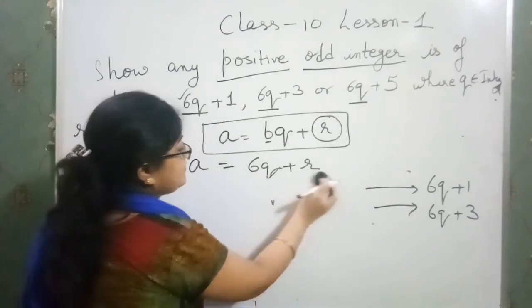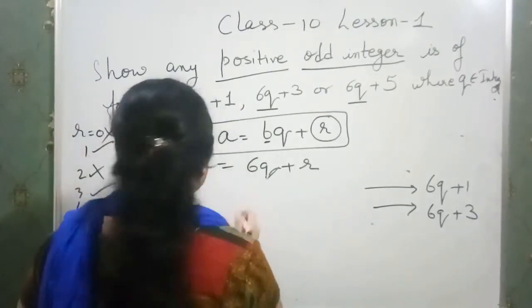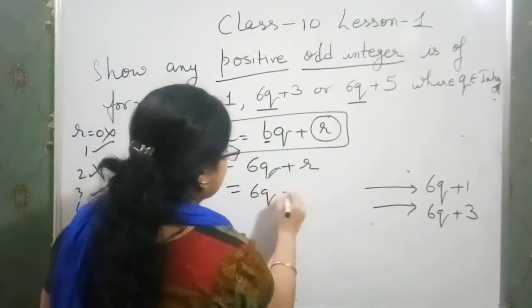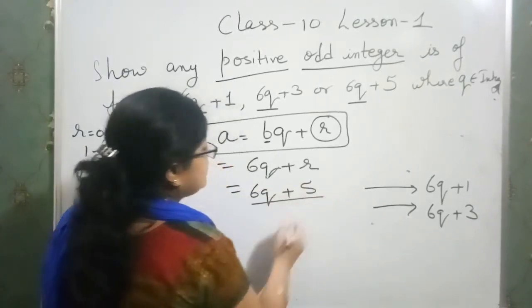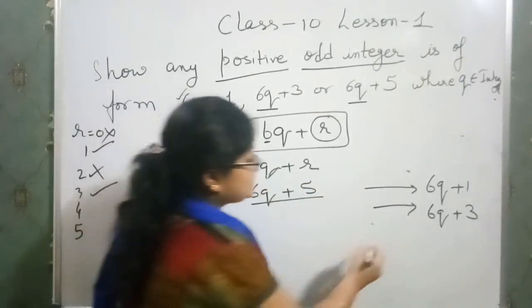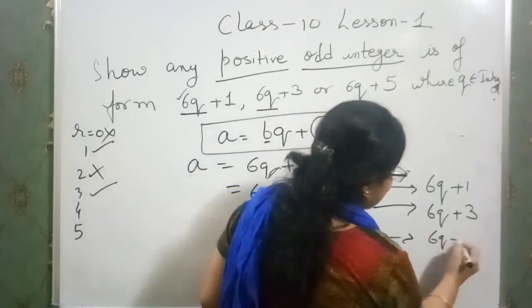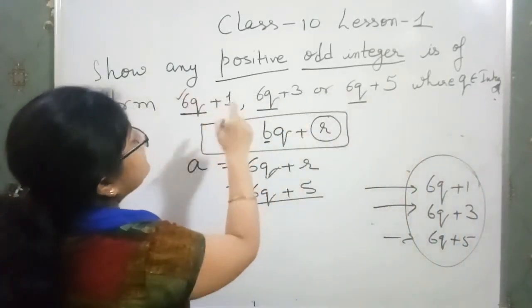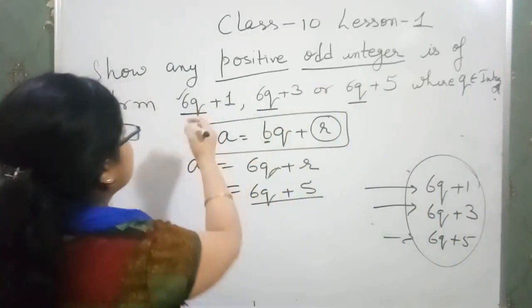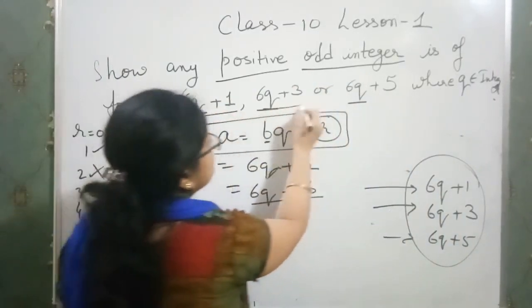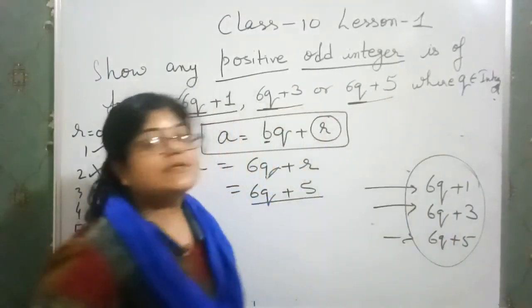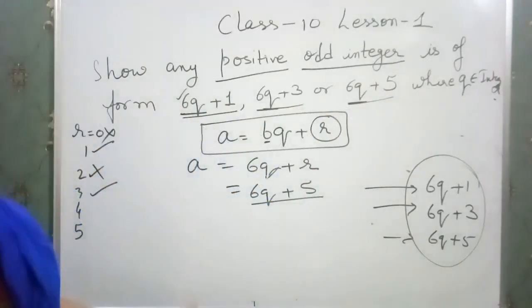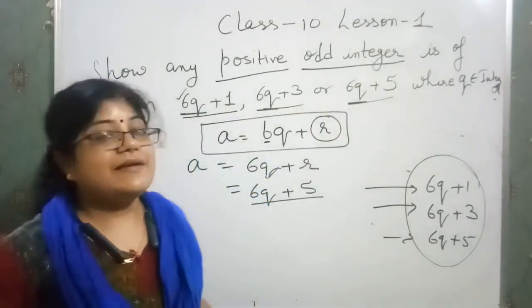Now when we put 5, we have 6q plus 5, which is not divisible by 2. So we just take the value 6q plus 5. In this way, ultimately it is shown that a positive odd integer is in the form of 6q plus 1, 6q plus 3 and 6q plus 5. Okay, I think you got the concept and I am going to take some more questions regarding that.